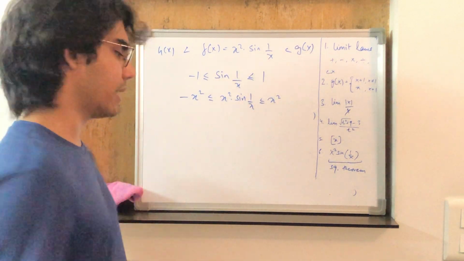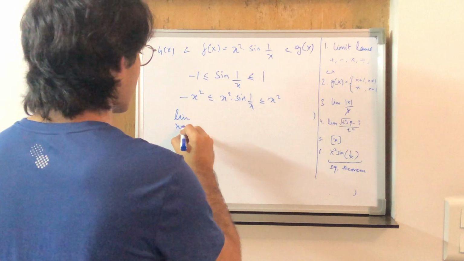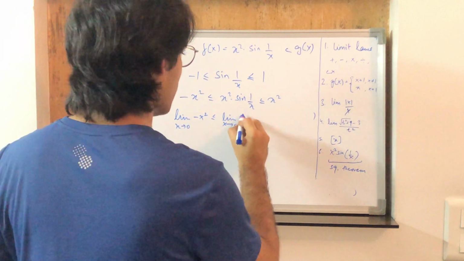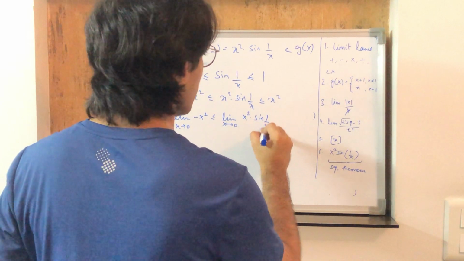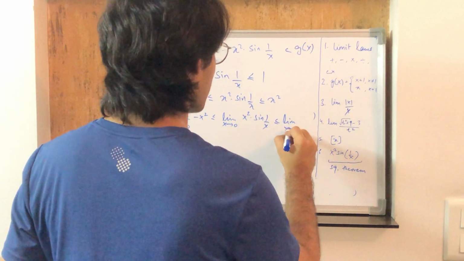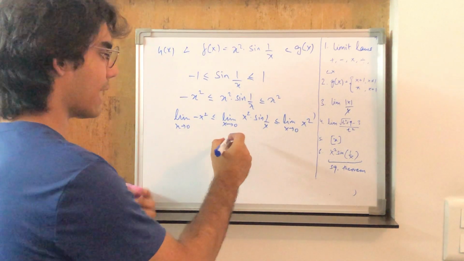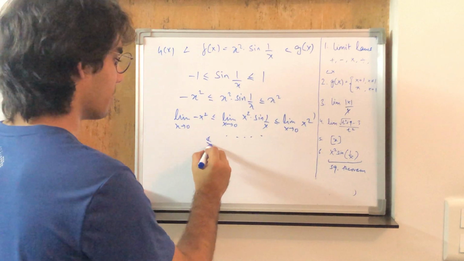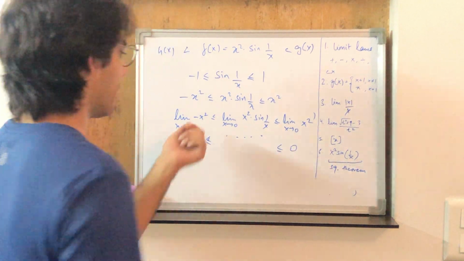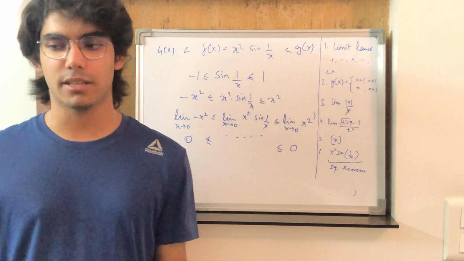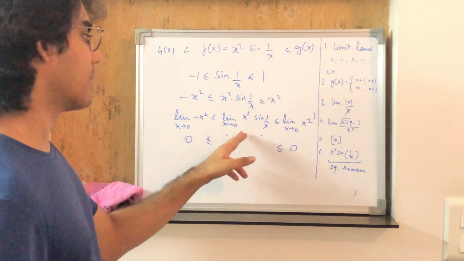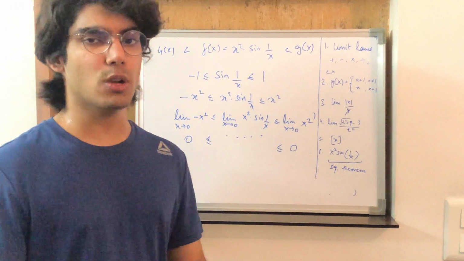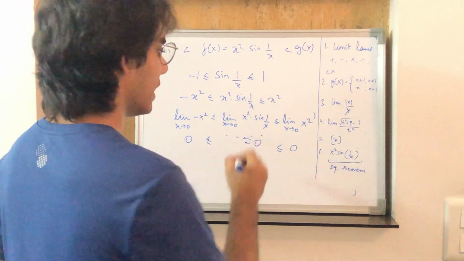Now I can use the limit operation. So I have the limit as x tends to 0 of negative x squared is less than or equal to the limit as x tends to 0 of x squared times sine 1 over x, which is less than or equal to the limit as x tends to 0 of x squared. I don't know what the middle one is, but I can find the other two pretty easily. This is just going to be 0 and this is going to be 0. I plug in 0 for x squared and for negative x squared, and I just get 0. So I know this limit exists between 0 and 0, which means it's obviously equal to 0.